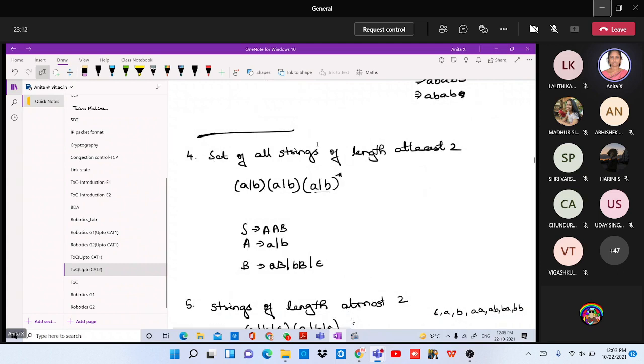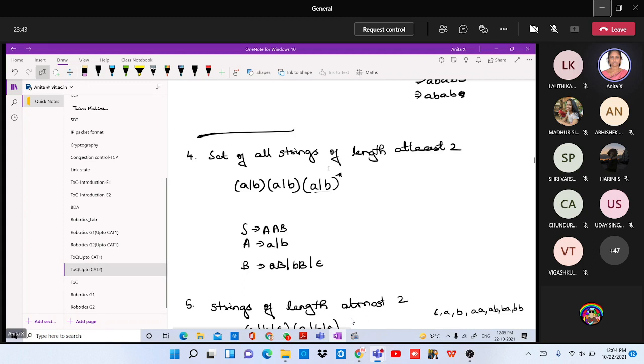Next comes the set of all strings of length at least 2. If you are given a condition of at least 2, at least in the sense that the mandatory string length is 2, for that I have to represent it by this: A or B concatenated. Here, all these things, we have considered the input alphabets as A and B. So what are the minimum possible strings? AA, AB, BA, BB. So for that I will be having this expression.